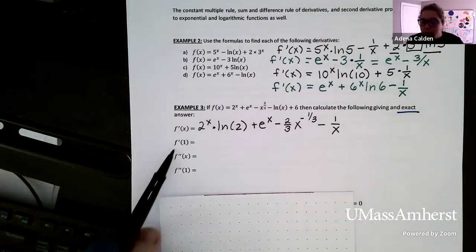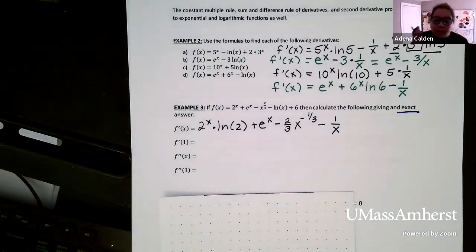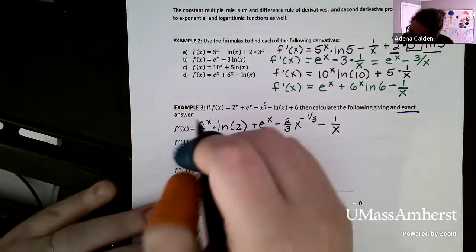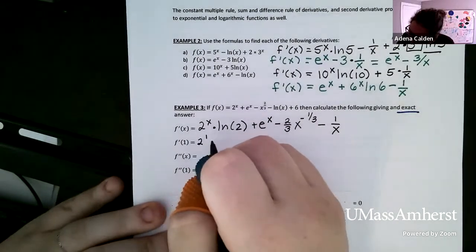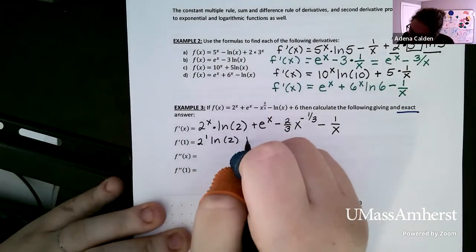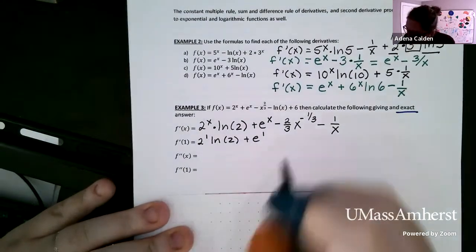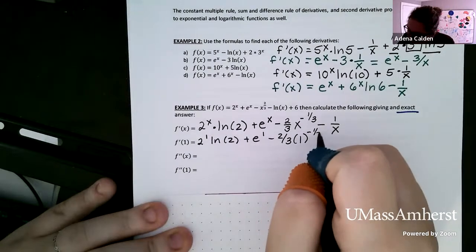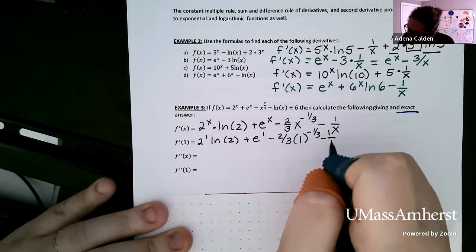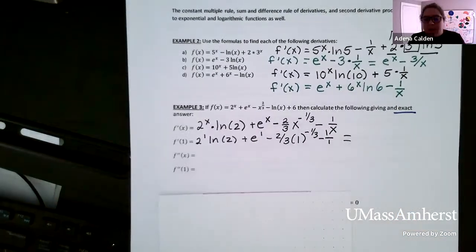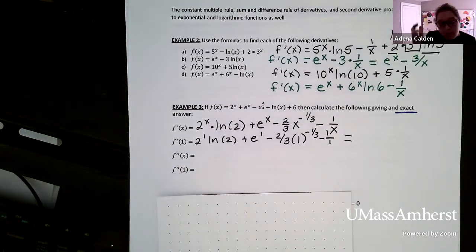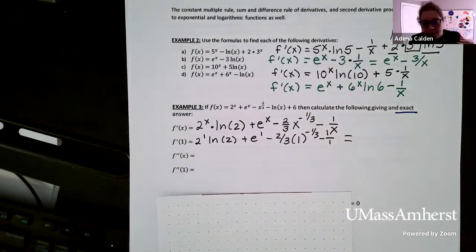And now what we want to do is plug in a 1. We're going to do this in 2 steps. First, we're going to literally plug in a 1 everywhere we see an x, and then we're going to talk about what can and cannot be simplified. So here we're going to have 2 to the 1 times the natural log of 2 plus e to the 1 minus 2/3 times 1 to the negative 1/3 minus 1 over 1. Okay. So we've just put in a 1 everywhere we see an x, and now we're going to look at each of these terms to figure out if it can or cannot be simplified.